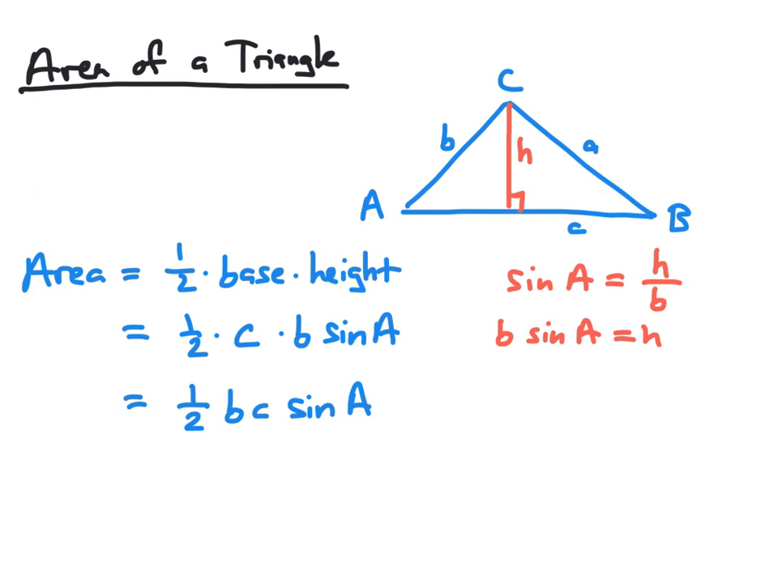And so this formula here gives us a way of finding the area of this particular triangle. It's going to be 1/2 times side length B times side length C times the sine of angle A. And notice that even though the height is being used to compute this formula, we don't actually need to know the height of the triangle in order to use this formula. What we need to know here is the length of two of the sides, B and C, as well as the sine of the angle between them.